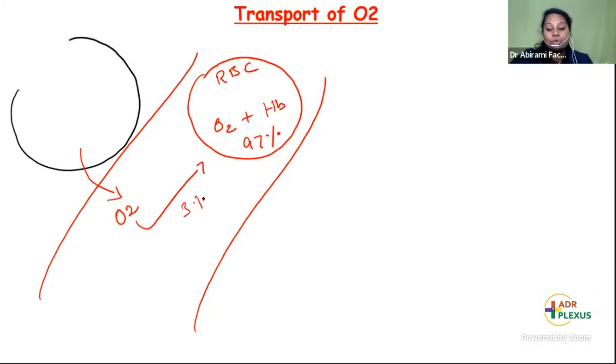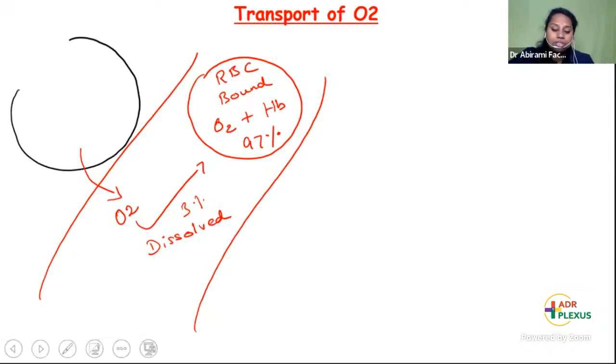It is not bound to hemoglobin. It is the unbound form. It remains dissolved in the plasma. It will not enter the RBCs to bind with hemoglobin. It stays back in the plasma, dissolved in the plasma. So it's called the dissolved form. So you have the bound form, which is 97% bound to hemoglobin. The remaining 3% is the dissolved form. It is not bound to hemoglobin.